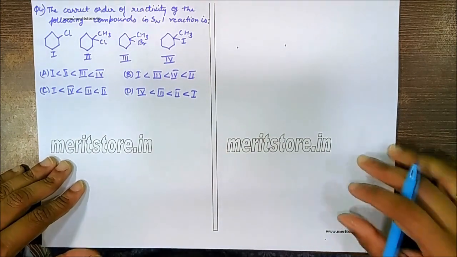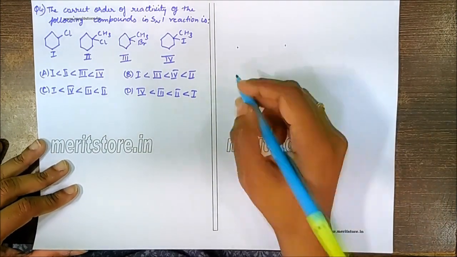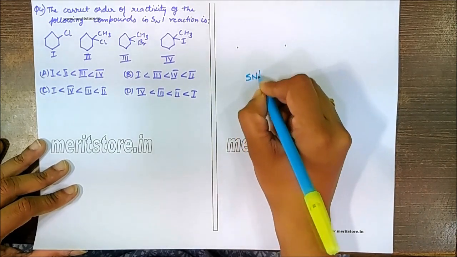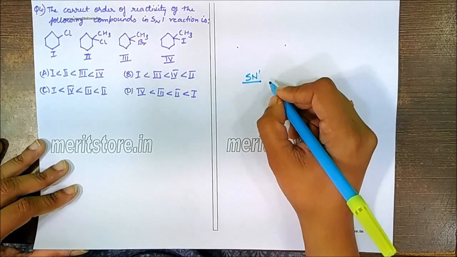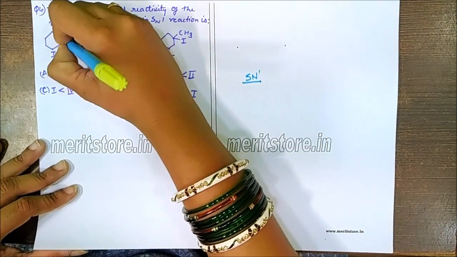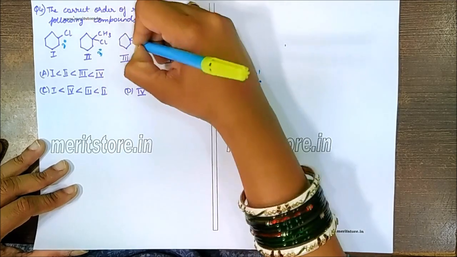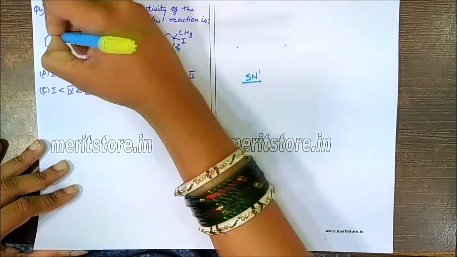What is the correct order of reactivity of the following compounds in SN1 reaction? As we have discussed, SN1 reaction is dependent on the stability of the carbocation. Now if you can see, this is a secondary carbocation, this is tertiary, tertiary, tertiary. These are the tertiary carbocations they will be creating.